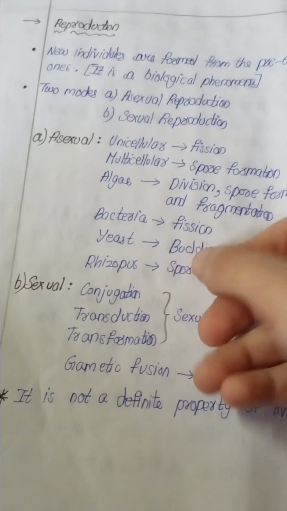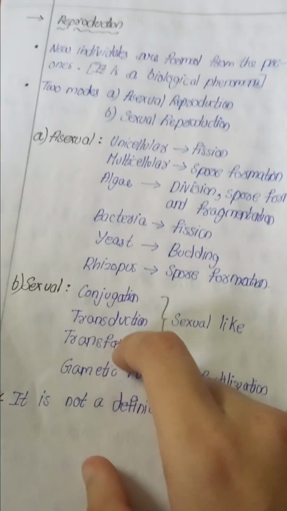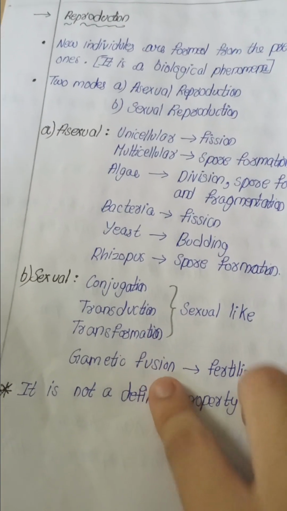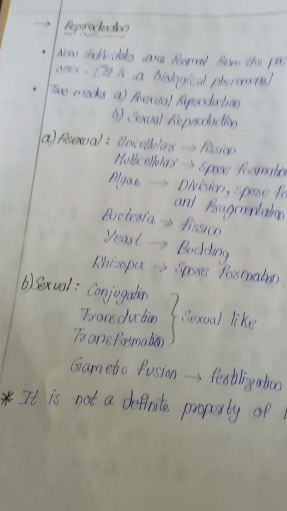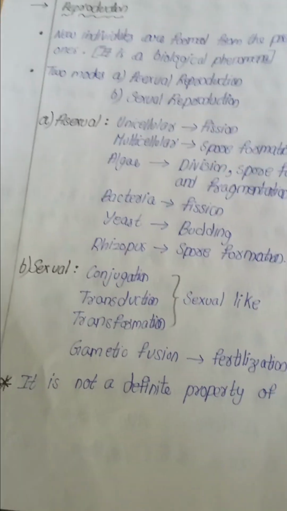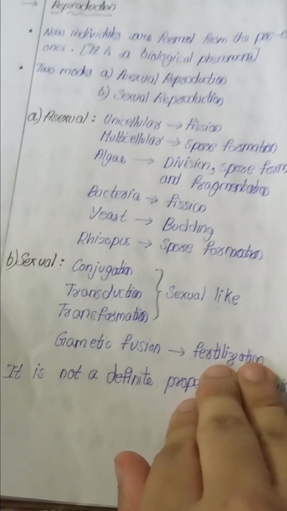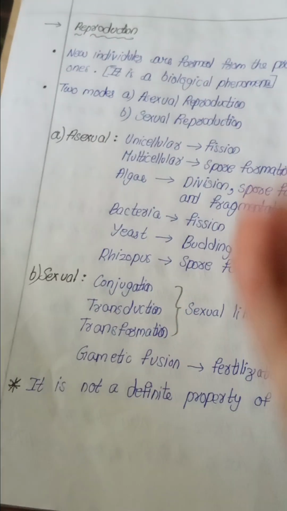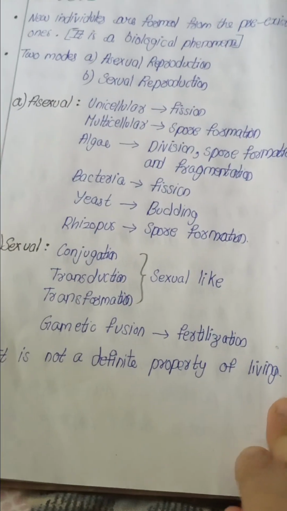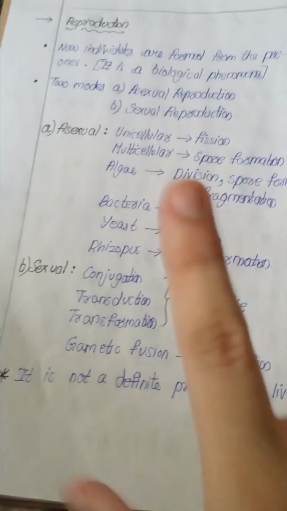Now, sexual reproduction: conjugation, transduction and transformation are sexual. Gametic fusion and fertilization all mean the same. Like the sperms of the male get transferred into the female ovum. The male gametes and female gametes fuse, and it causes fertilization. It is a definite property of living. So growth was not a definite property, and reproduction is a definite property of living.